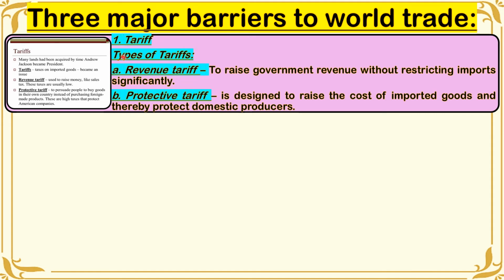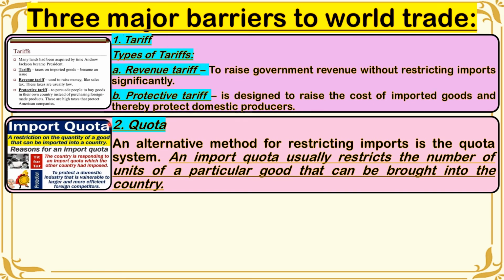There are 2 types of tariff. The first one is revenue tariff, to raise government revenue without restricting imports significantly. Protective tariff is the second type of tariff. It is designed to raise the cost of imported goods and thereby protect domestic producers, so that you will patronize your own products.